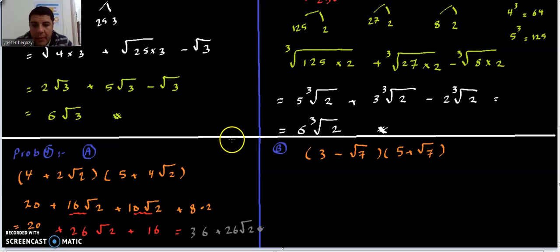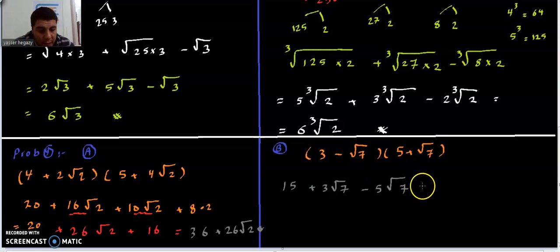Let's move to problem number 4b the same way, using FOIL or the distributive property. So 3 multiplied by 5 equals 15. 3 multiplied by the square root of 7, so it will be 3 the square root of 7, minus 7, minus the square root of 7 multiplied by 5, so it will be minus 5 the square root of 7.